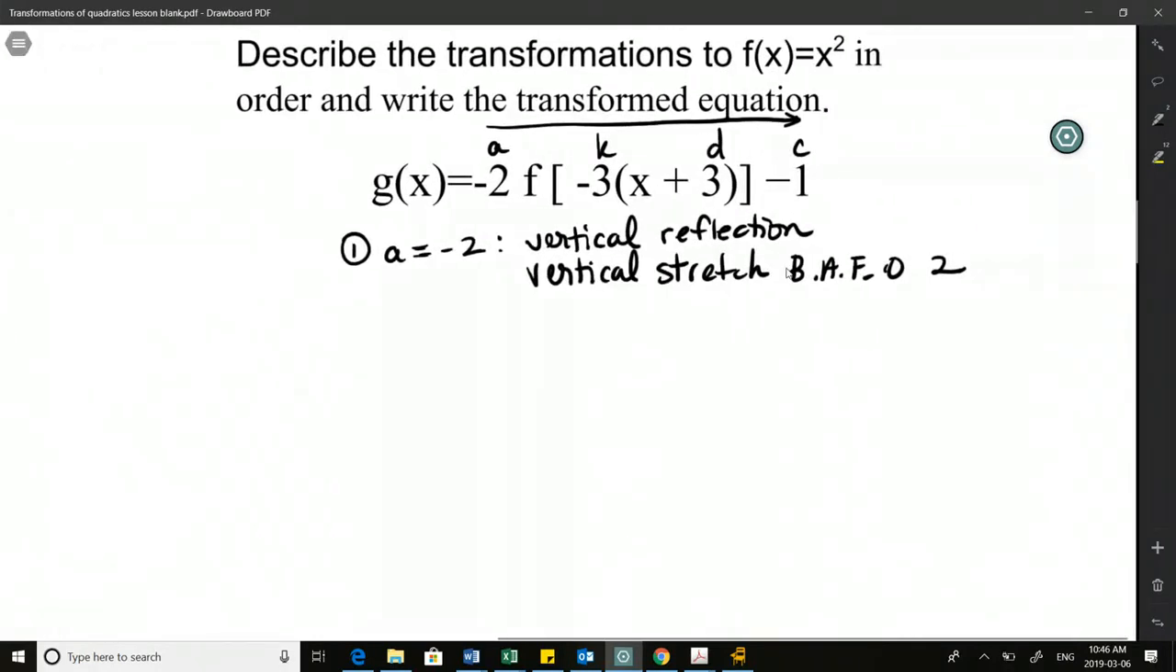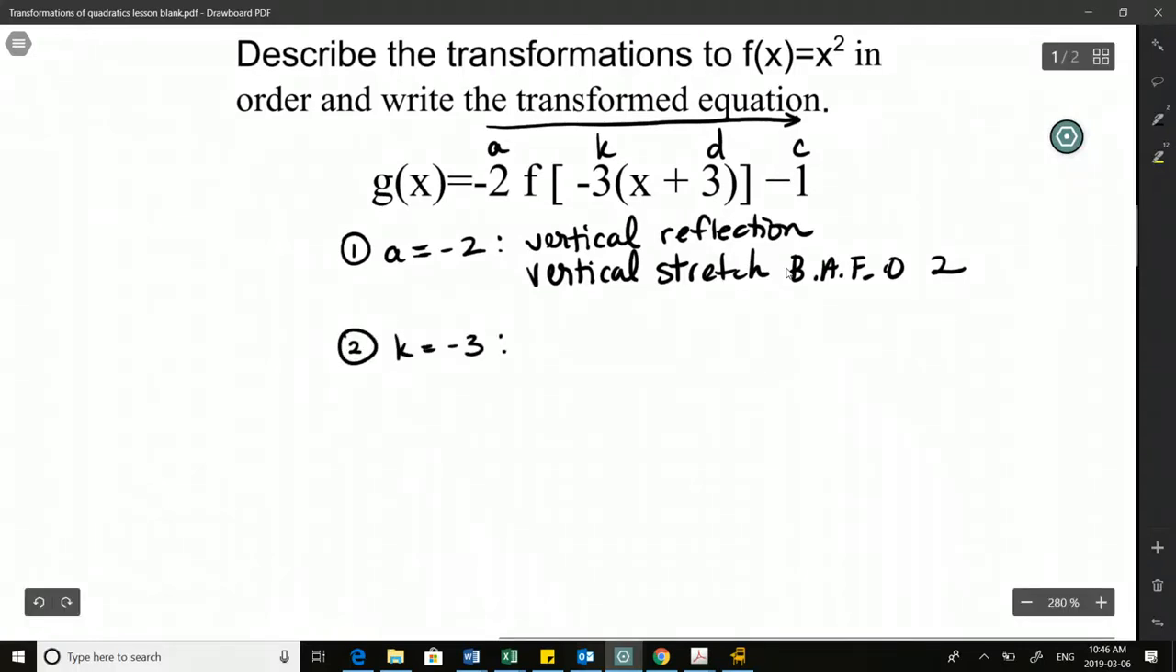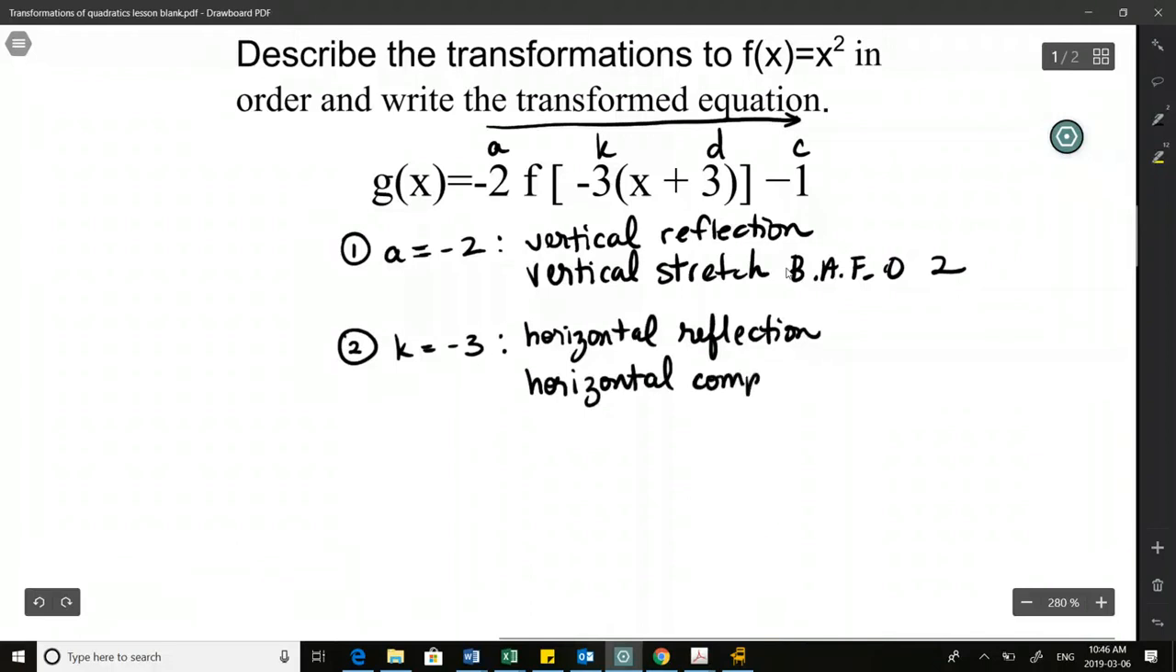Okay. Remember, we don't use the reciprocal of K until we have started writing the transformation. So what does the negative part of K do to our function? Horizontal reflection, good, that's the negative part. What does the 3 part do? Yep, you're right, horizontal compression by a factor of, what would we use? 1/3, very good, we use the reciprocal.